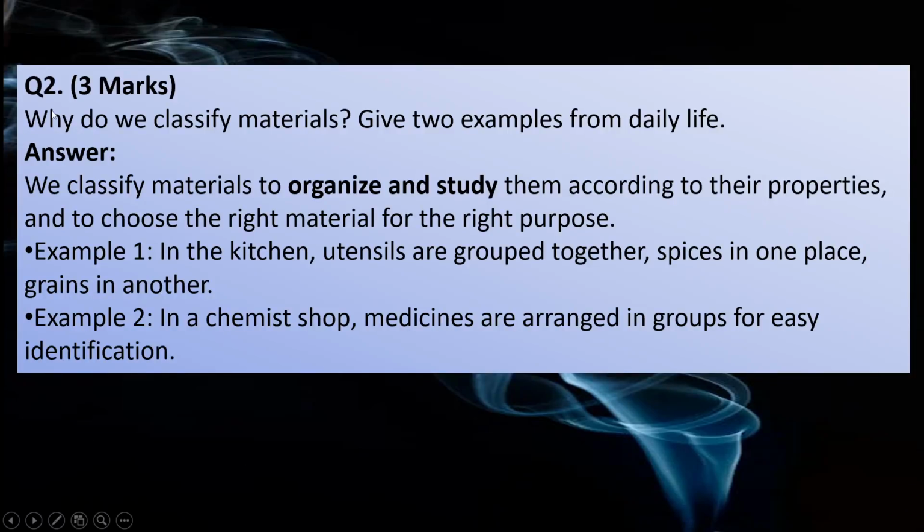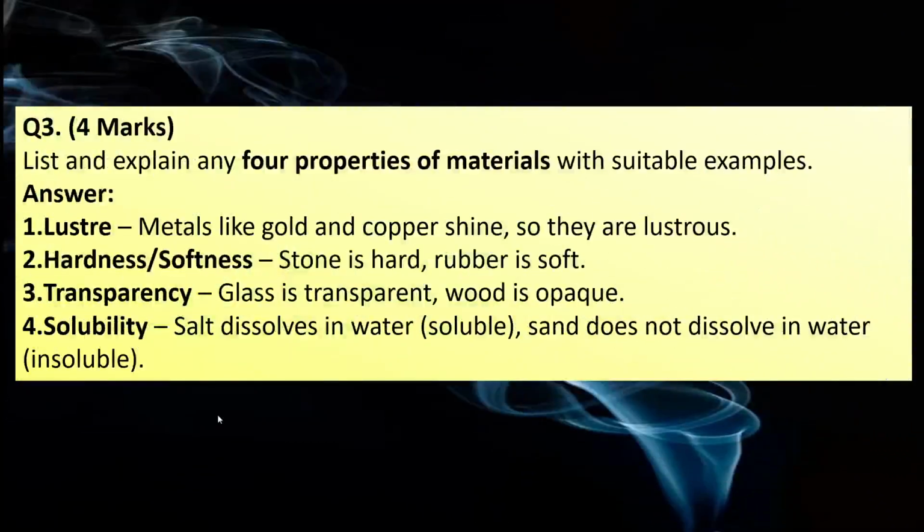Question number 2, 3 marks. Why do we classify materials? Give two examples from daily life. Answer. We classify materials to organize and study them according to their properties and to choose the right material for the right purpose. Example 1. In the kitchen, utensils are grouped together, spices in one place, grains in another. Example 2. In a chemist shop, medicines are arranged in groups for easy identification.